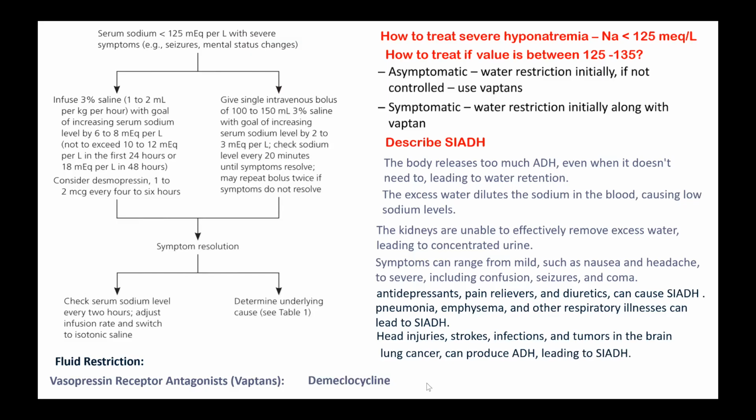And you can also use another drug called demeclocycline, which is an antibiotic, which also blocks the action of ADH, and address the underlying cause, the etiology. So if the patient is on an antidepressant, you stop that, or if they are on a diuretic, stop that. If they have pneumonia or emphysema, try to treat that. For head injuries, reduce the intracranial tension or other causes leading to SIADH. So like that, you can treat the cause. So these are the treatments for SIADH.